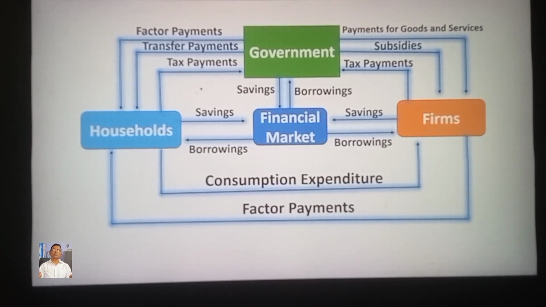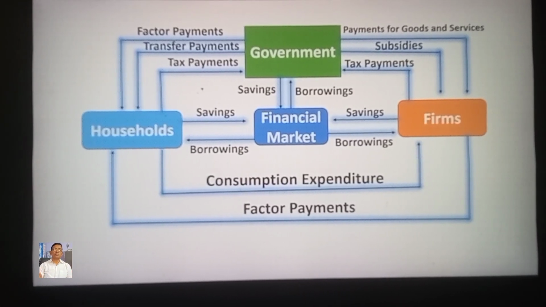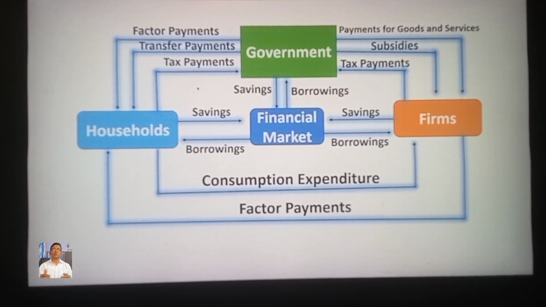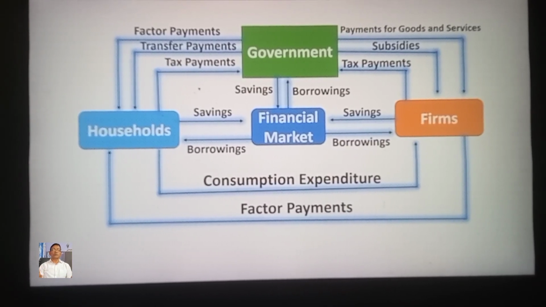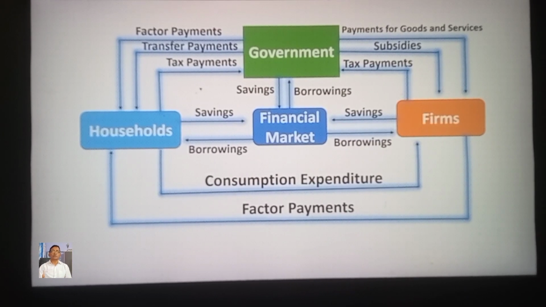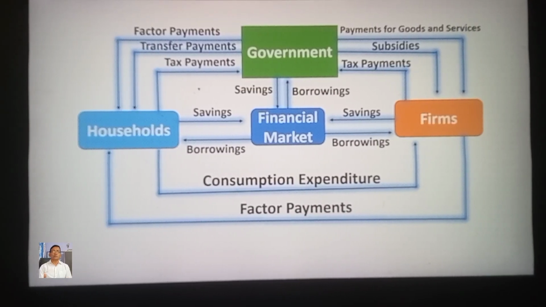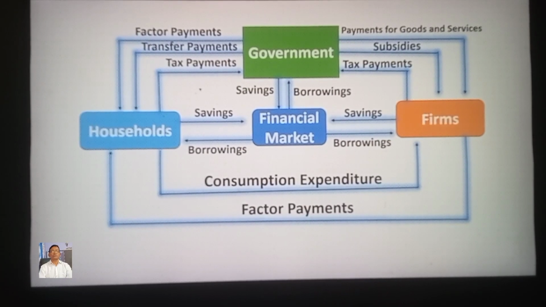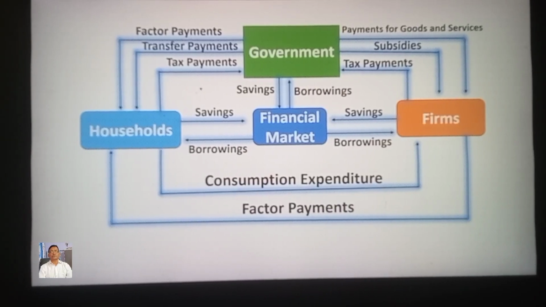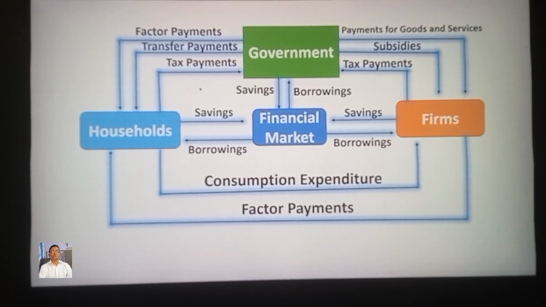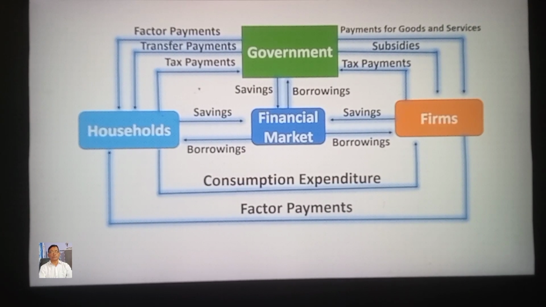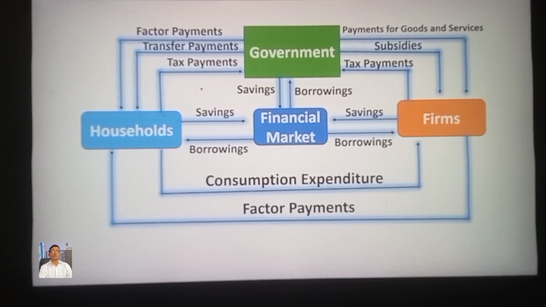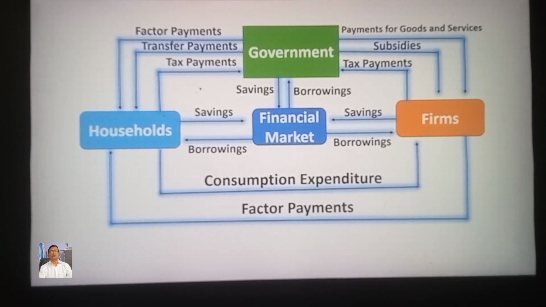Between firms and households, firms pay households the factor payments, and households buy the products of the firm, and money goes back to the firms as consumption expenditure. The financial market also plays an important role in a three-sector economy, as the savings made by the household, firms and government get accumulated here.